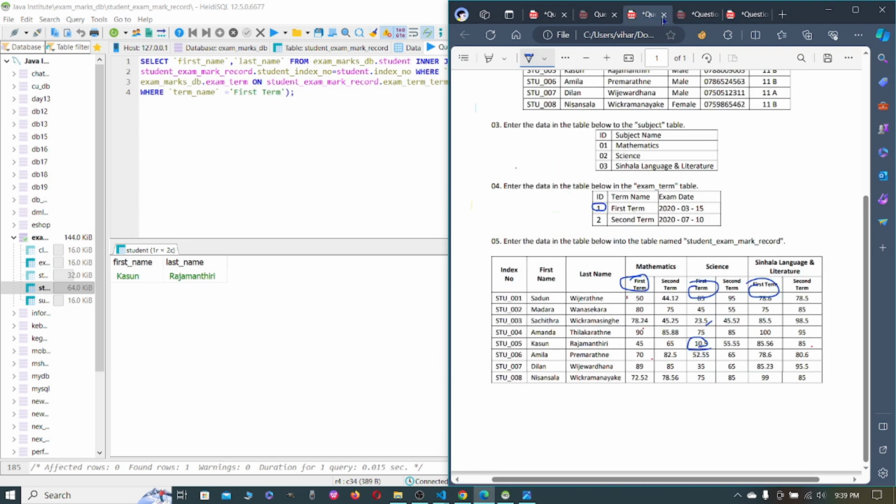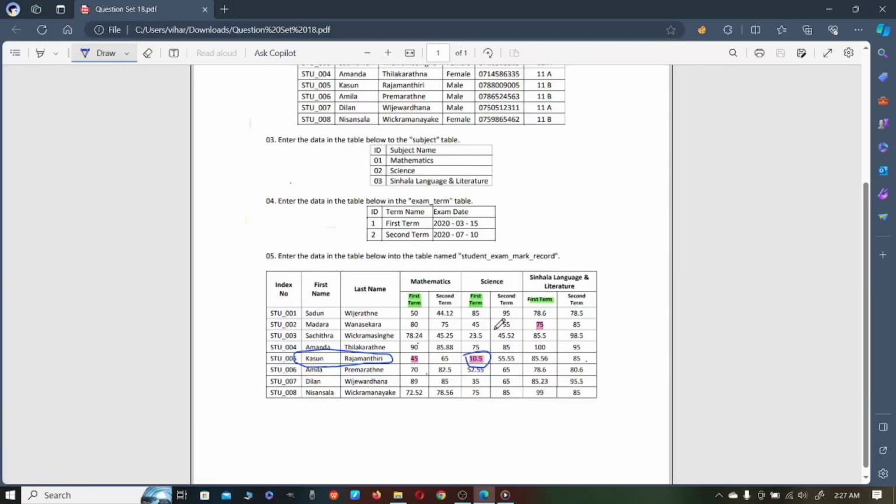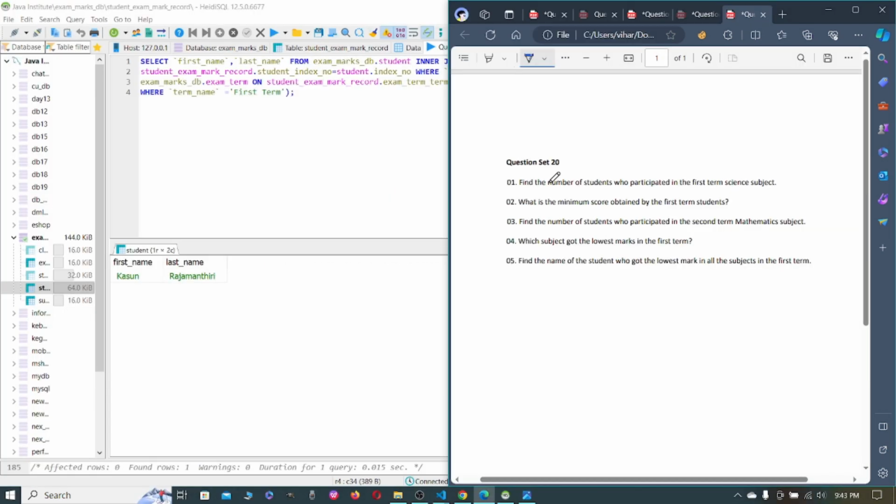Let's see whether it's correct. Since 10.5 is the lowest mark out of all first term marks, we can come to the conclusion that Kasun Rajamantiri is the student we are looking for. So yes, that would be the end of the discussion of question set 20 of DBMS question sets day 4. And thank you.